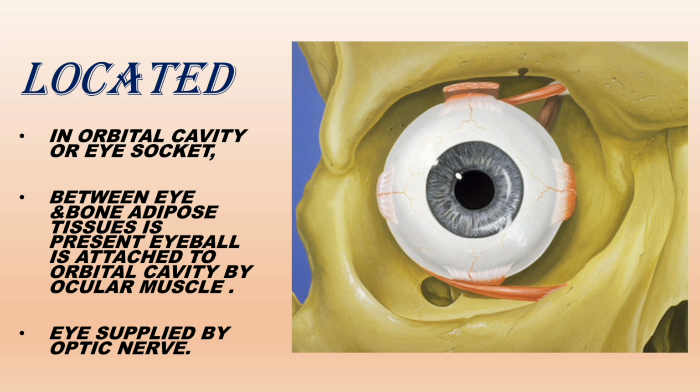Connection and nerve supply of the eye. The eye is connected within the orbital cavity through ocular muscles, which help in its movement. It is supplied by the optic nerve, which is the second cranial nerve. The optic nerve is responsible for transmitting visual signals from the eye to the brain.